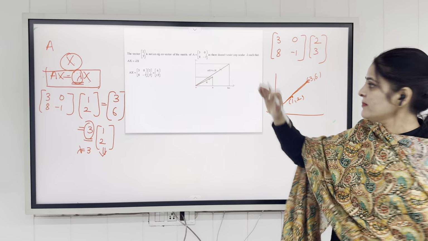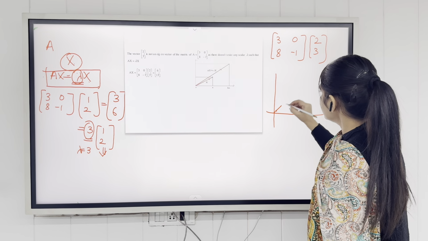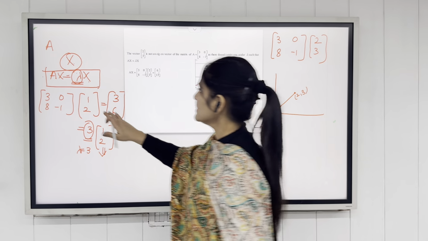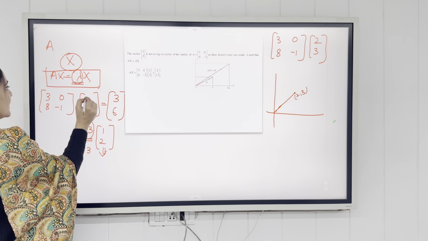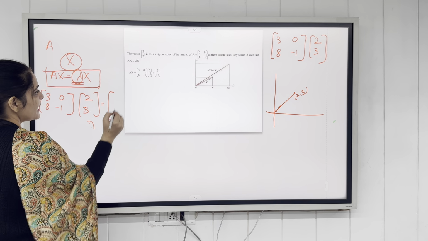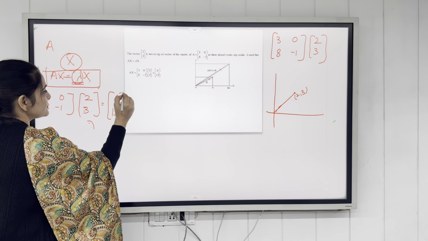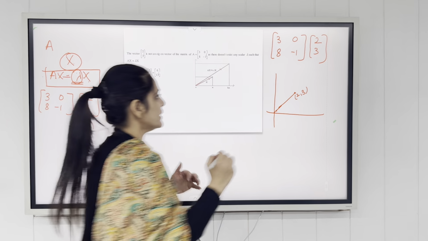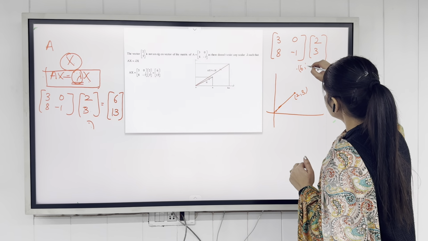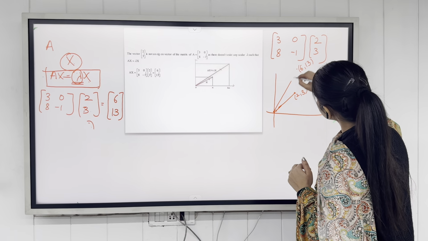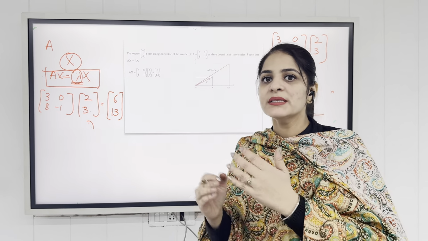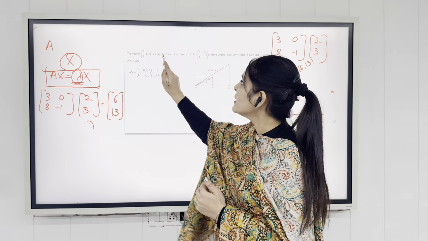The matrix remains the same. Let's plot 2 and 3 here. Once we replace the values, A is the same, and we replace the vector 2 and 3. The matrix is multiplied and we get 6 and 13. If we plot it on the graph, 6 will be here, and 13 will be somewhere here. Without any doubt, the vector is scaled up, but it has changed its direction. Once it has changed its direction, this is not an eigenvector.